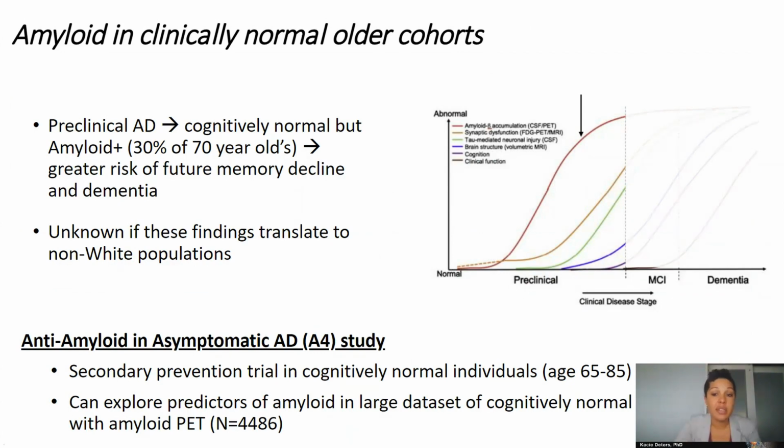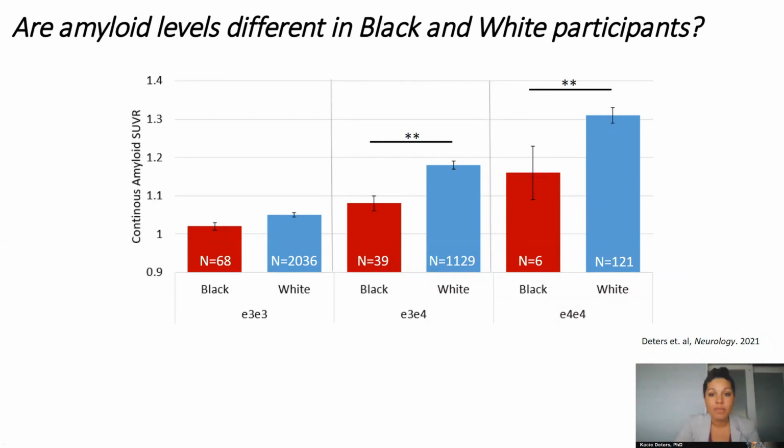So this leads to yet another study that I did while I was at Stanford University with Dr. Beth Mormino, and that is looking at people in the preclinical Alzheimer's disease stage and using amyloid PET to look at the trajectory of amyloid, or the levels of amyloid, in these individuals. So for this, I actually used data from the anti-amyloid and asymptomatic AD, or A4 study.